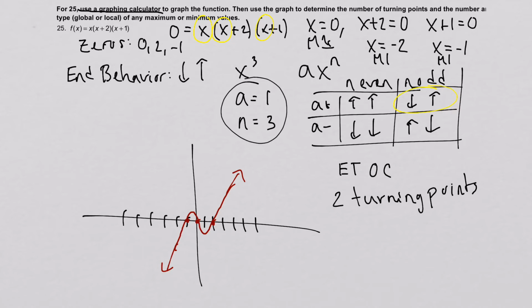Two turning points. Number and type of maximum or minimum values. Okay, so I see 1 local maximum right here and 1 local minimum right here. You see that? 1 local maximum and 1 local minimum.